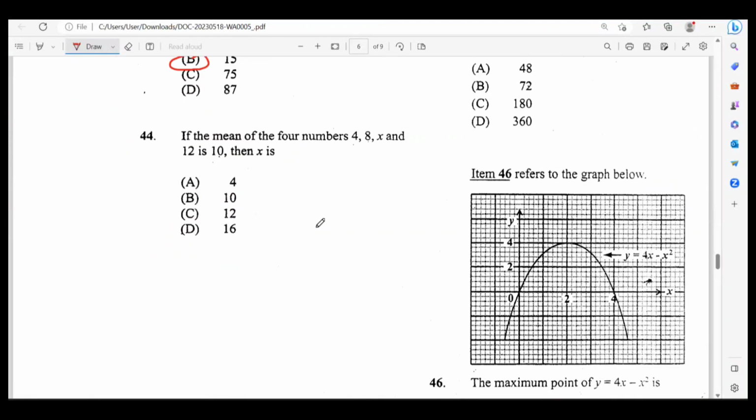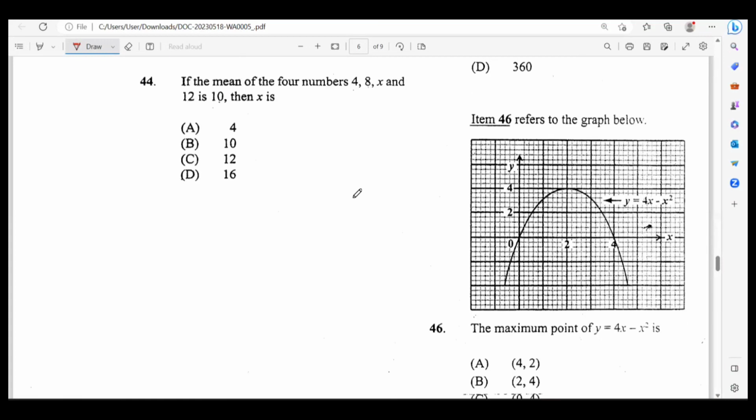All right, 44. If the mean of 4 numbers, 4, 8, x, and 12 is 10, then x is what? Now you want to understand, let me show you. Let's look closely at the meaning of what we're dealing with.